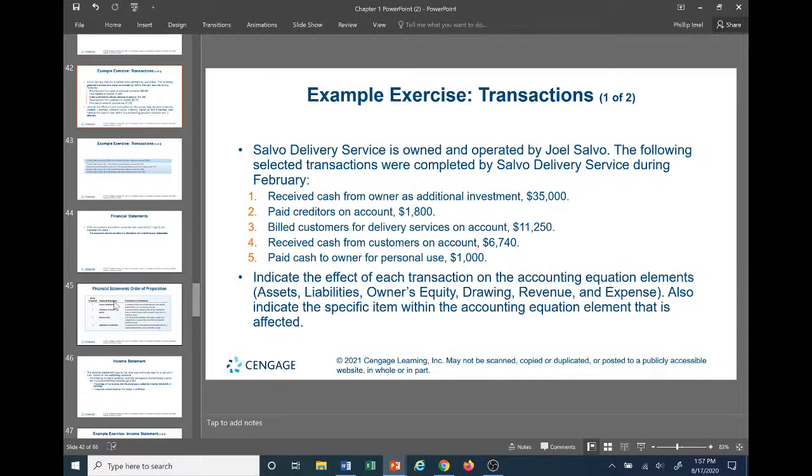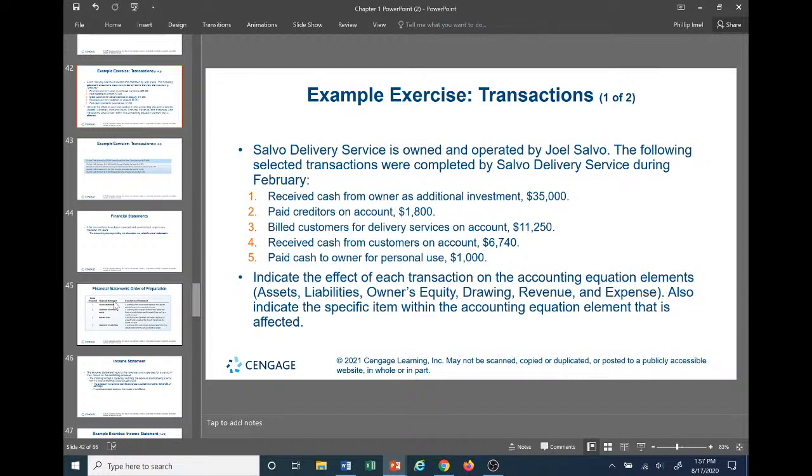So what we want to do here is, like I said, they have the Salvo Delivery Service owned and operated by Joel Salvo. They had these transactions during the month of February. They're listed 1 through 5 here. Pretty much what they want us to do is look at these transactions, then evaluate and indicate what effect each transaction is going to have on the accounting equation elements.